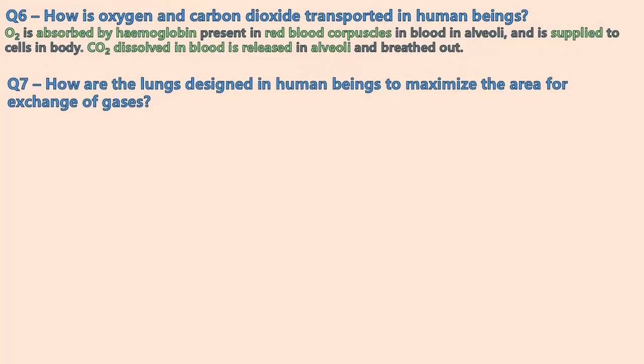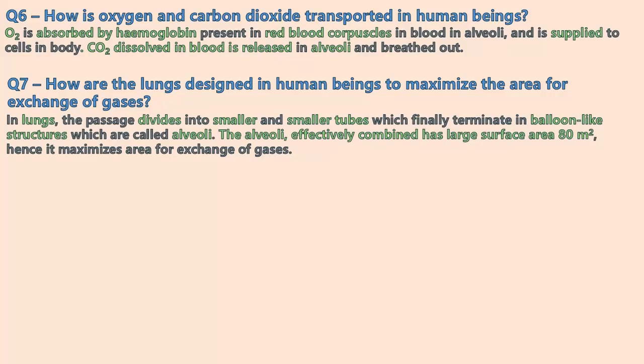How are lungs designed in human beings to maximize the area for exchange of gases? In the lungs, the passage divides into smaller and smaller tubes which finally terminate in balloon-like structures called alveoli. These alveoli are many in number. There are a lot of alveoli at the ends of these small branches. If you take all these alveoli and expand their surface, it is equal to 80 square meters. That is a very large surface area, and due to this large surface area, the area for exchange of gases is maximized.